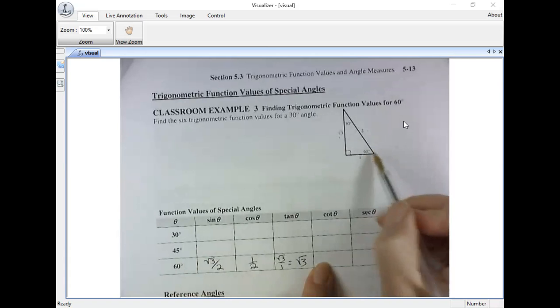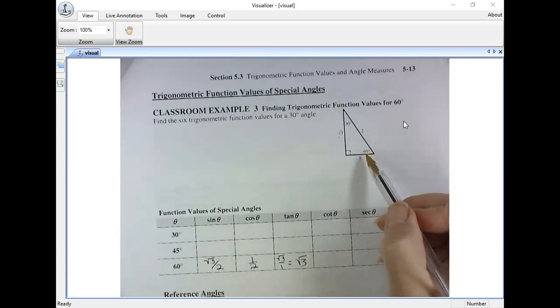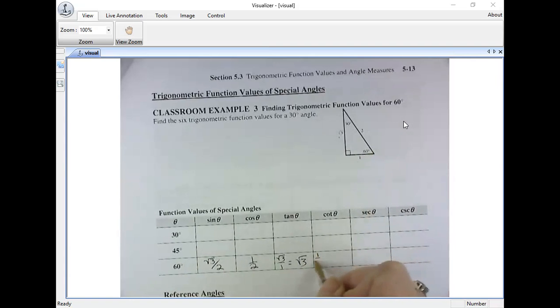Now, my cotangent is 1 over square root of 3. Right. Remember, it's going to be the reciprocal of the tangent. So if I flip that, it's 1 over the square root of 3, and when I rationalize it, it turns into the square root of 3 over 3.